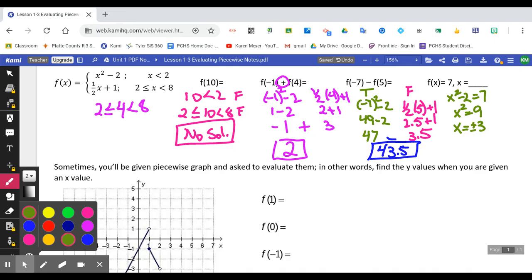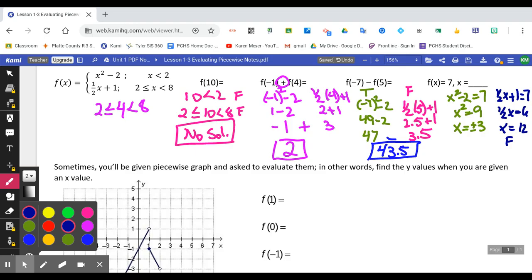And then on the second one, you're going to say 1/2 x plus 1 equals 7. So 1/2 x equals 6. Multiply both sides by 2, so you get x equals 12. Well, x equals 12 does not work on either one of them, so it's false. So now I'm looking at positive 3 and negative 3.